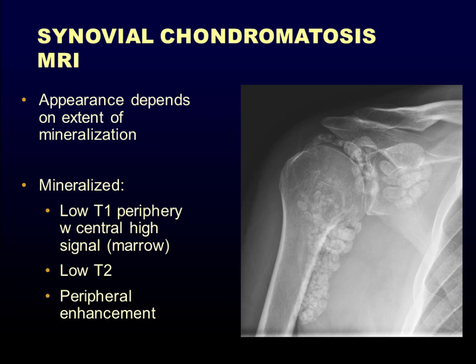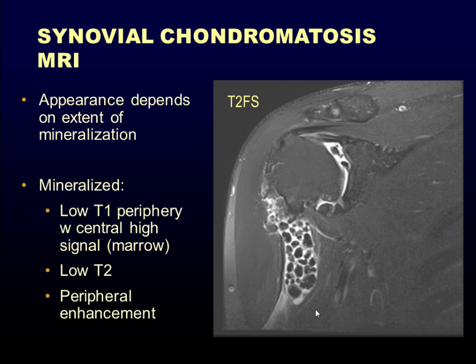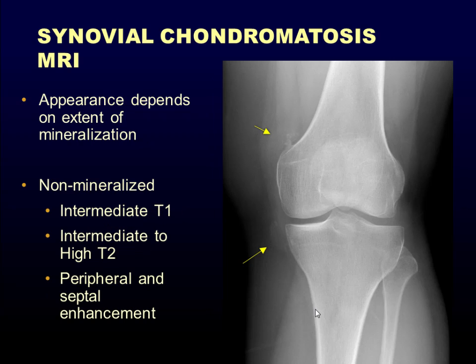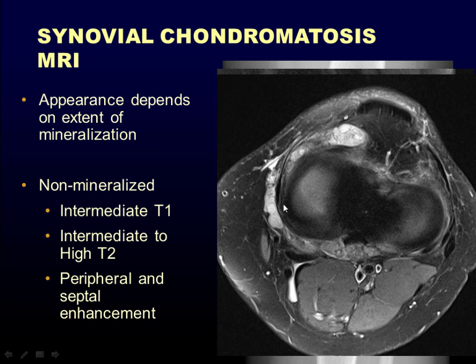Occasionally the bodies are well mineralized. This is a gratuitous case of marked synovial osteochondromatosis of the shoulder, where we can see bodies crammed into every recess and down the biceps tendon sheath that are low on T1 and low on T2 because of the mineralization. Here, faintly mineralized bodies along the knee with chondroid material seen along the margins of the joint.